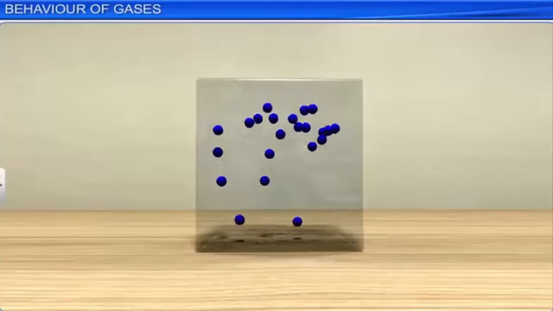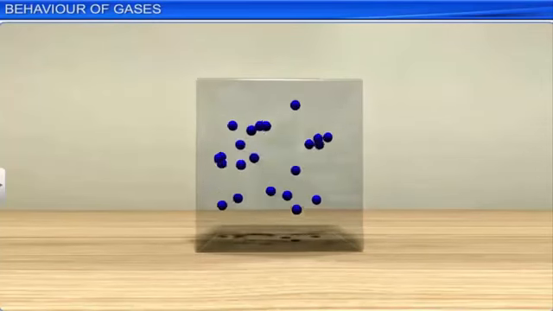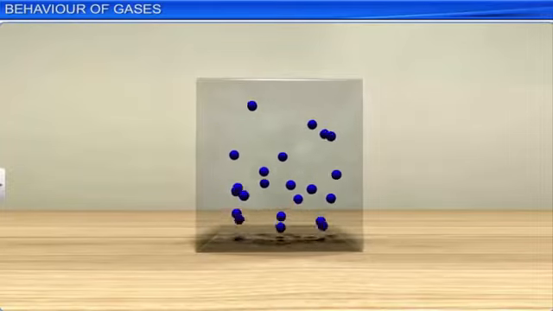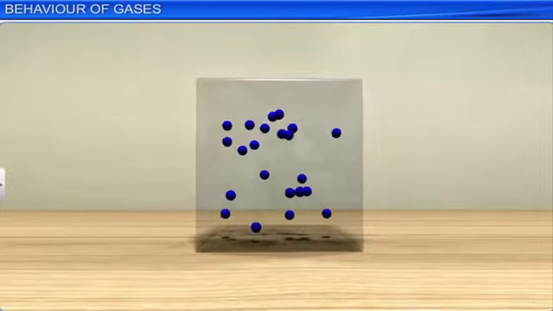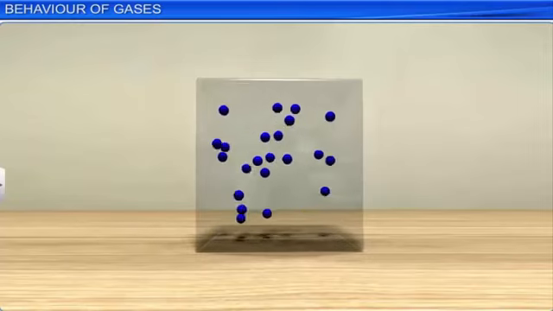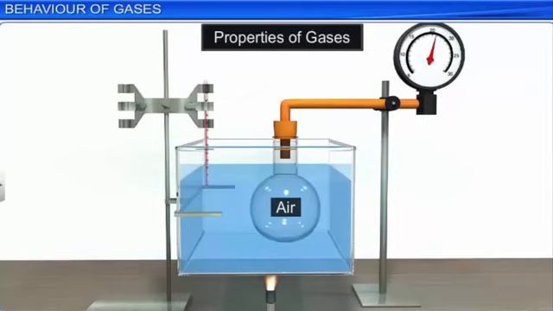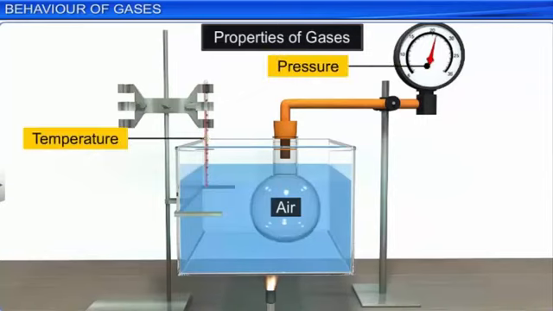In case of gases, interaction between molecules is negligible, except during a collision because the molecules are far away from each other. So, it is easier to study properties of gases such as pressure, temperature, and volume compared to that of solids and liquids.